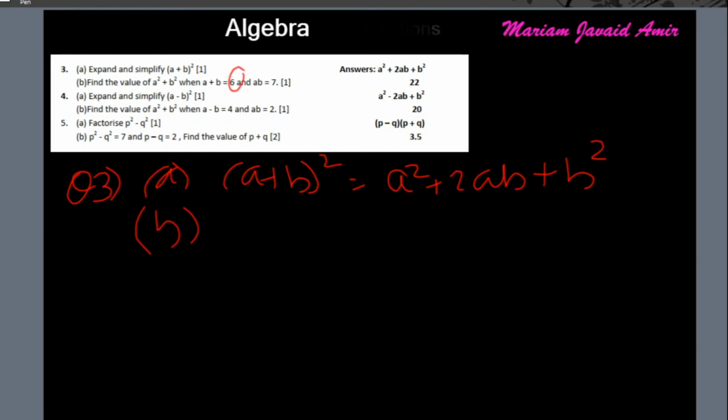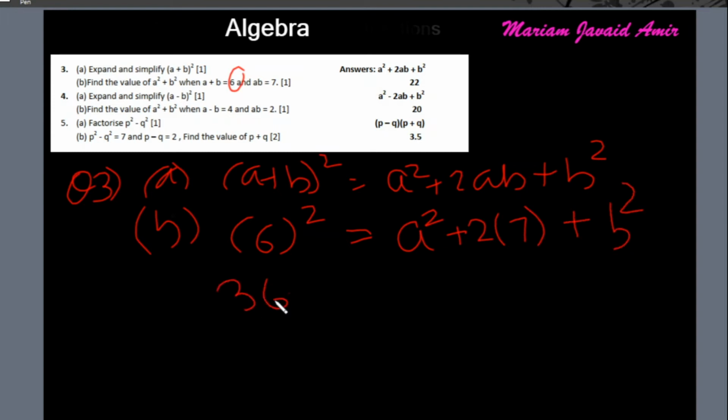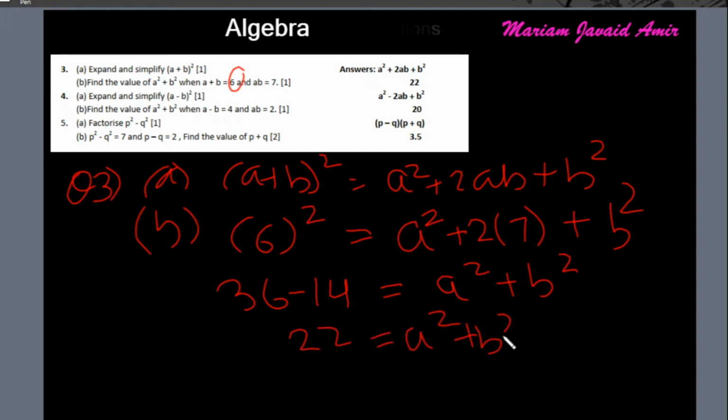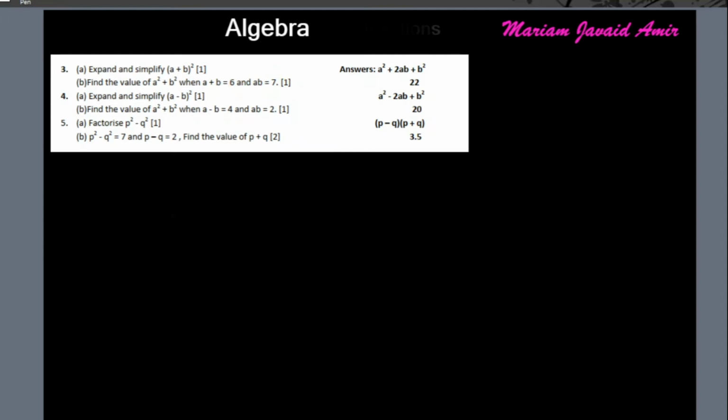We'll substitute 6 instead of a plus b, so we'll write 6 square equals, we don't know a square, we know ab. ab is 7, so instead of ab I'll write 2 times 7 plus b square. This becomes 36, this becomes 14. I've taken 14 to the other side, so it gets subtracted from 36 and we're left with 22, which equals a square plus b square. So all you needed to do was to substitute these values in this formula.